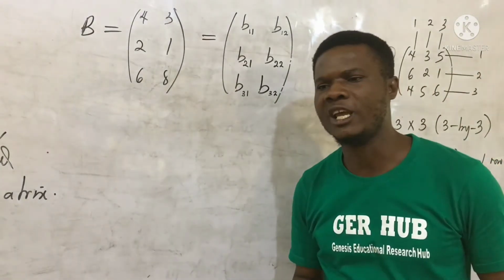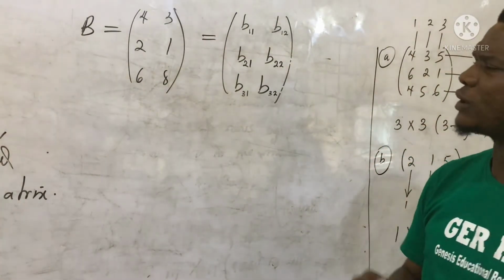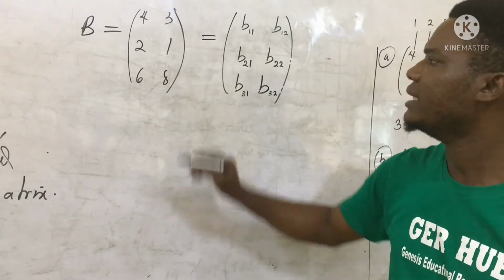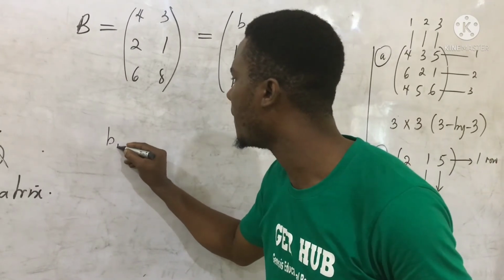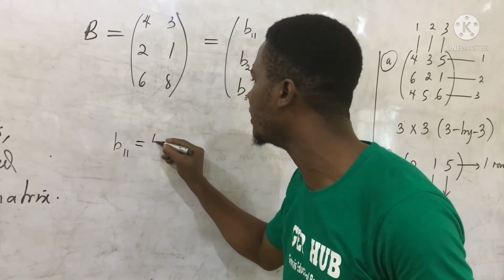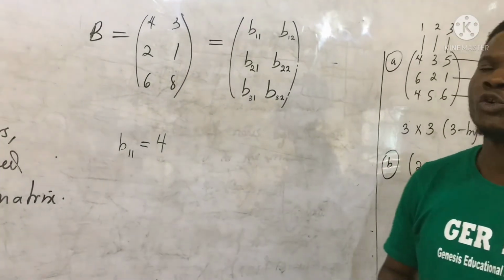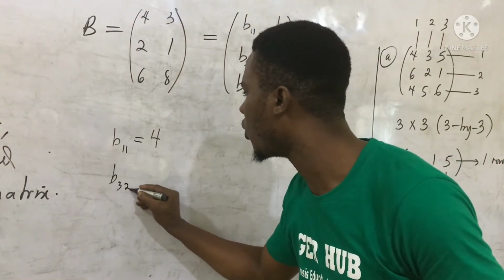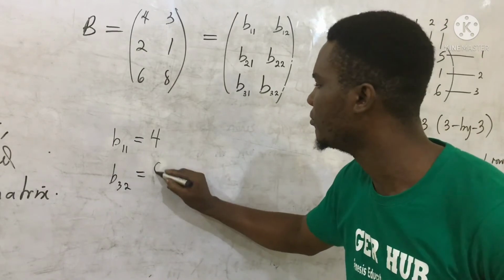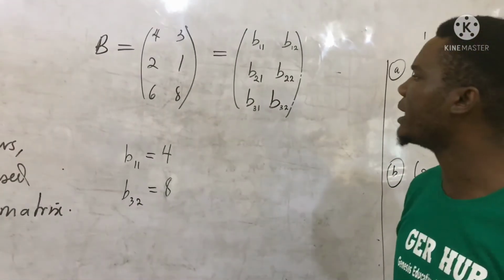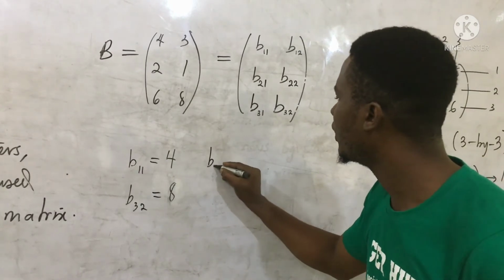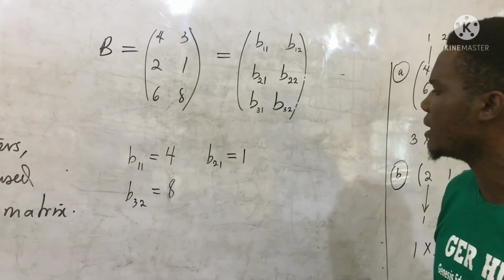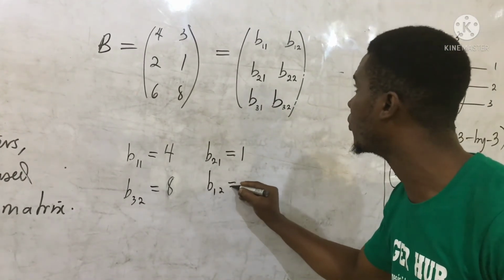So if you were asked to locate the element 4 as found in this matrix, the element 4 occupies the position B11. So we simply write B11 equals 4. If you were asked to locate randomly the element B32, it will be B32 equals 6, or 8 rather. B32 equals 8. If you were asked to locate the element B21, we simply write B21 equals 1. And if you were asked to locate randomly the element B12, we would write B12 equals 3.